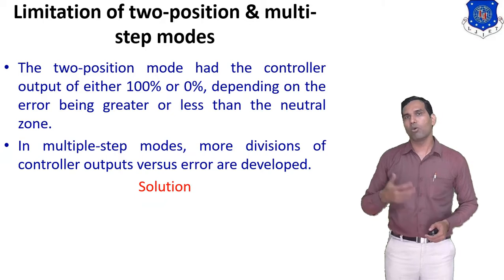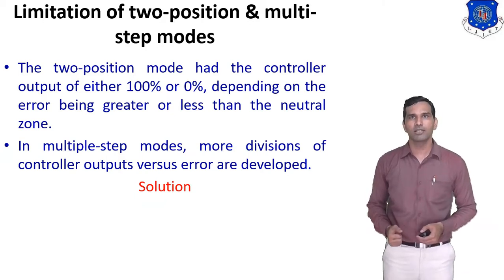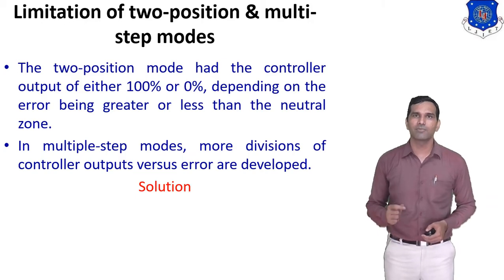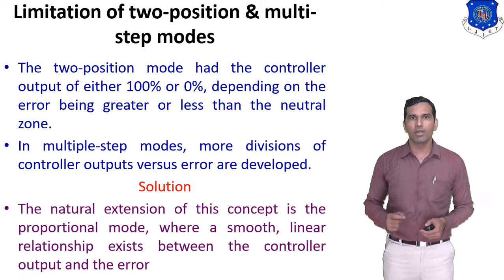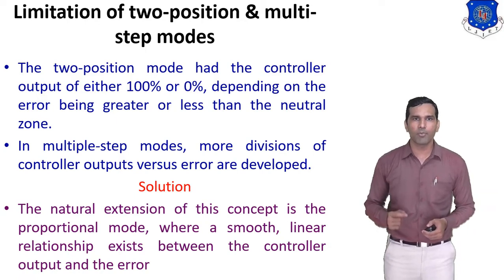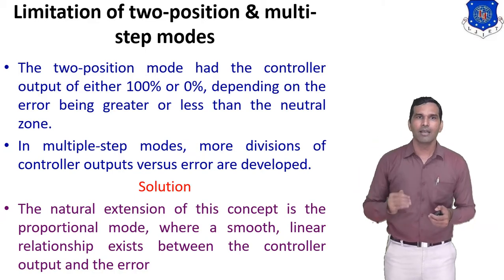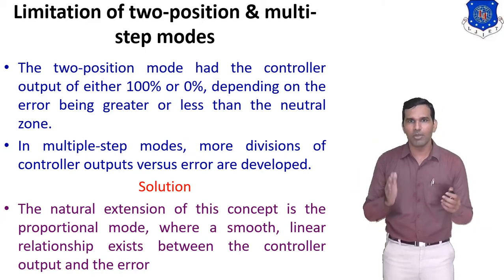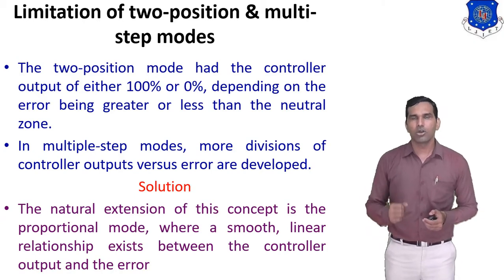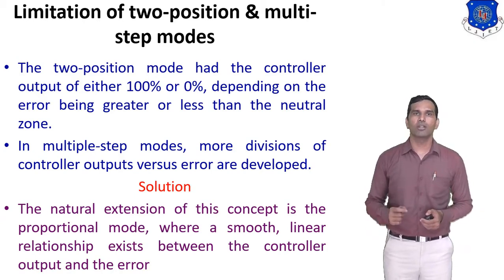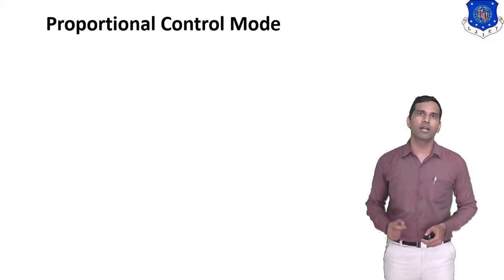So how can we overcome these limitations, and what is the solution? The solution is the proportional mode. The natural extension of the concept is the proportional mode, where a smooth linear relationship exists between controller output and error. So this is the solution for the limitation. Now we start the proportional control mode.